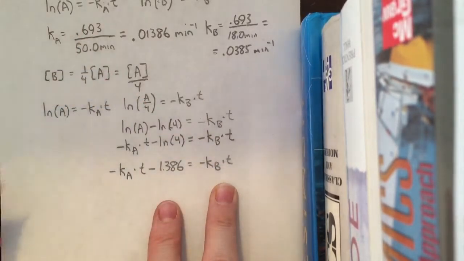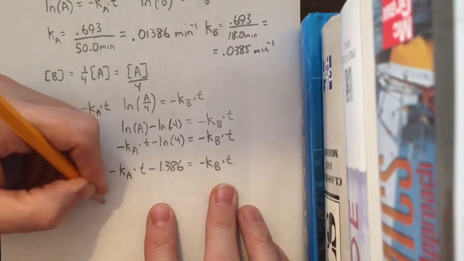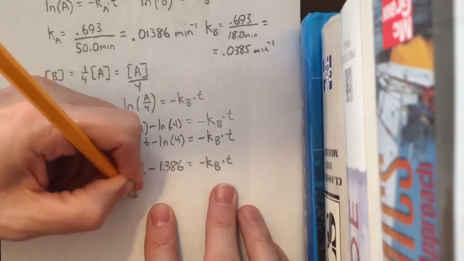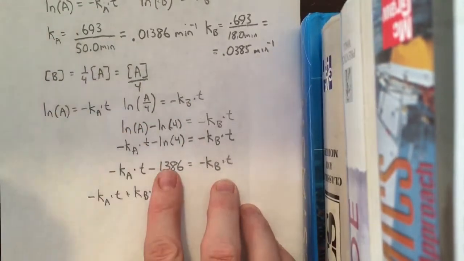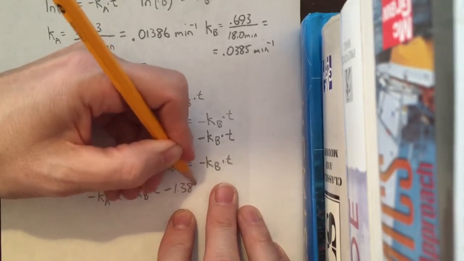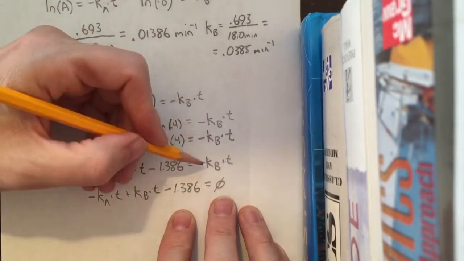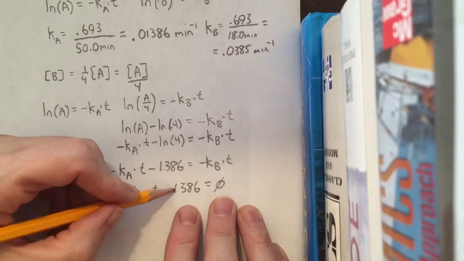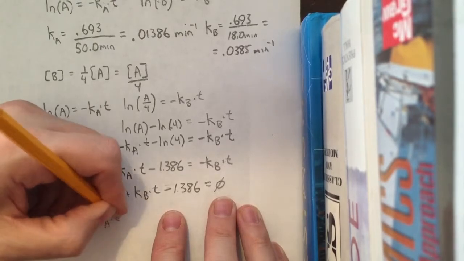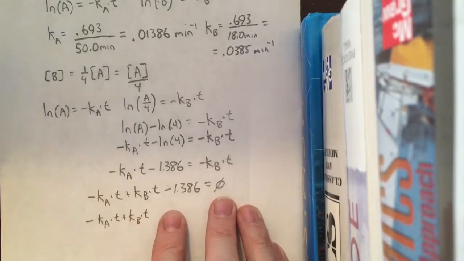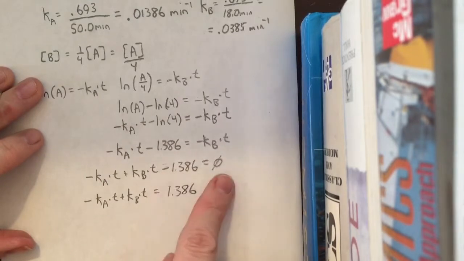So I'm going to add Kb times time, this term right here, to both sides. So now I would have minus Ka times t plus Kb times t equals, not equals, minus 1.386. I've added this to both sides, so now that's equal to 0, right? If I take minus kbt plus kbt, that's equal to 0. Now we can move this to the other side by adding it to both sides. So now we have minus Ka times t plus Kb times t is now equal to 1.386. Okay? I've added this to both sides.